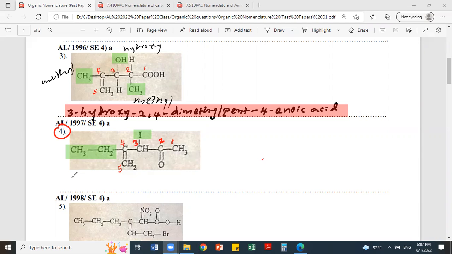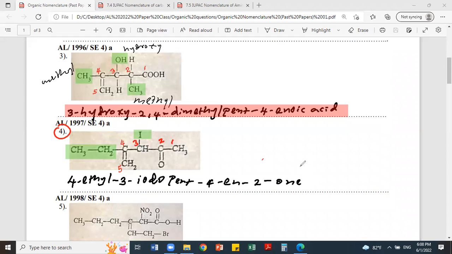So what should come first now? 4-ethyl, 4-ethyl, then 3-iodo, 3-iodo, pent, pent, 4-en, 2-one. 4-en, 2-one. 4-en, don't write ene, just en, okay? 4-en, because if you get yne finally, then you have to write ene.